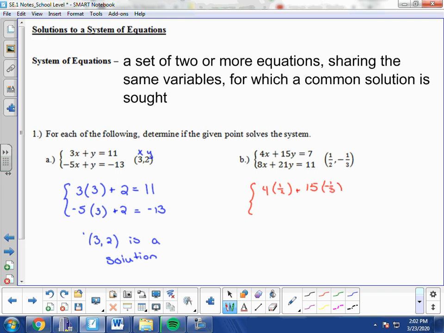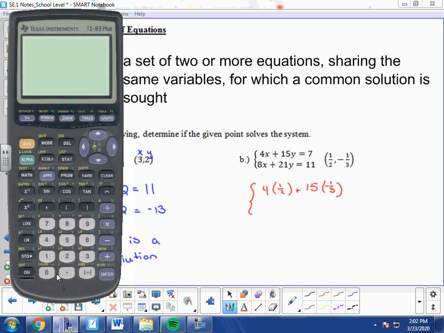If you could do this in your head, that's great. I'll go ahead and show you this on the calculator. For this one, 4 times 1/2 plus 15 times negative 1/3.